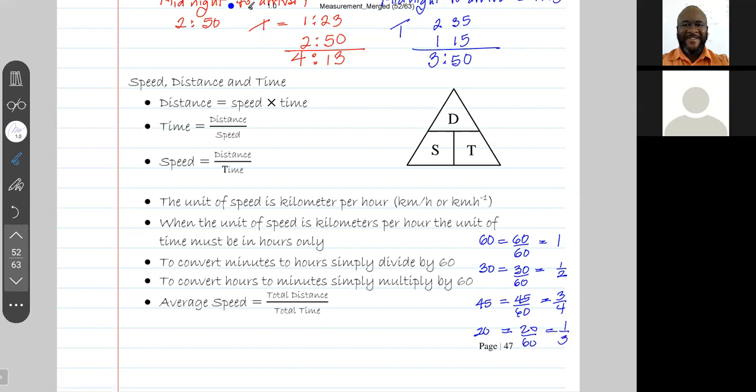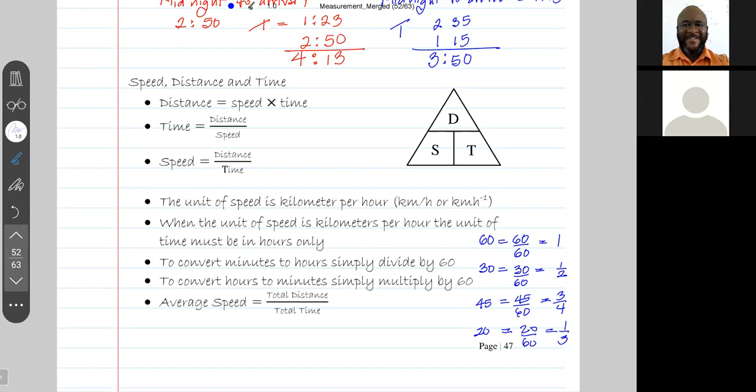Guys, if you're doing calculations and the unit of speed is kilometers per hour, the unit of time must be in hours only. To convert from minutes to hours, we simply divide by 60. Now to convert hours to minutes, we simply multiply by 60. So a half of an hour is a half multiplied by 60, which is 30 minutes.